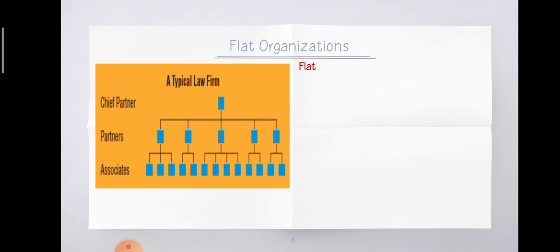structure reduces some of the boundaries that isolate employees from one another in a bureaucratic organization. The flat structure works best in rapidly changing environments because it enables management to create an entrepreneurial culture that fosters employee participation. And look at my example.